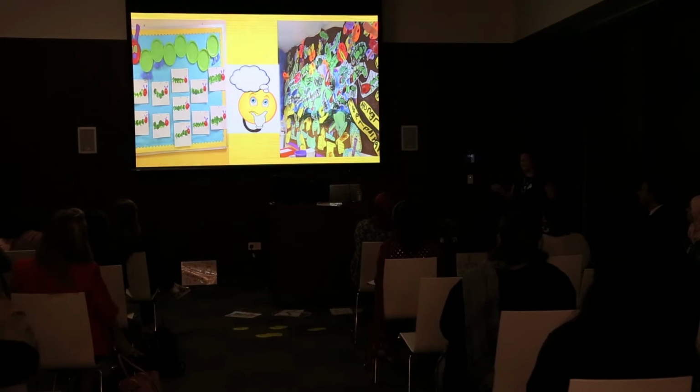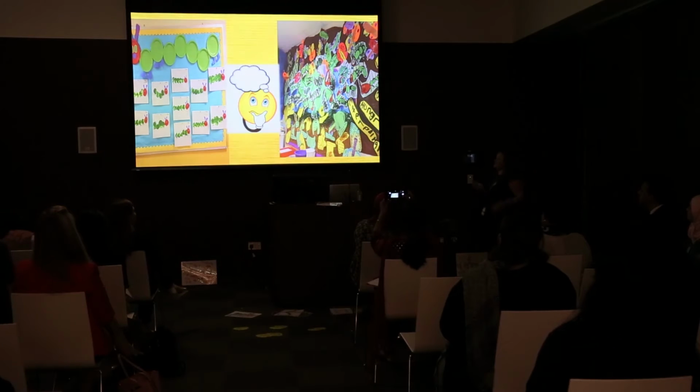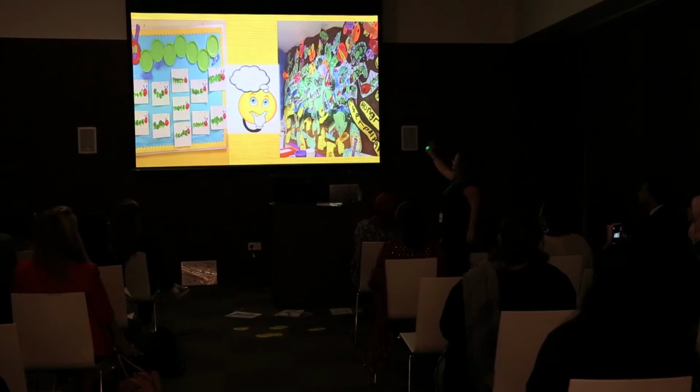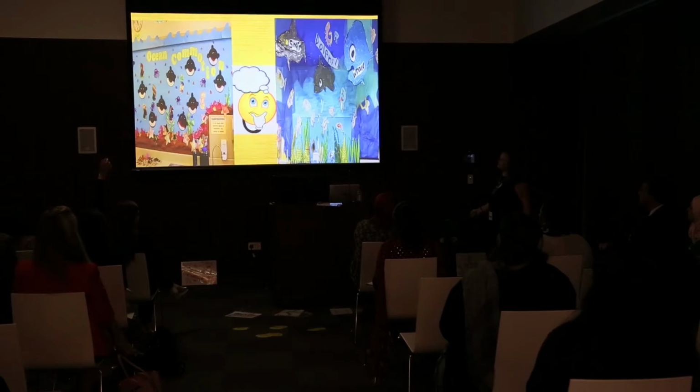Any questions? So it's all about the environment. If you were a 3 or 4-year-old walking around your room, would you even notice that up there? Probably not. But then you can pick out your own individual ones.